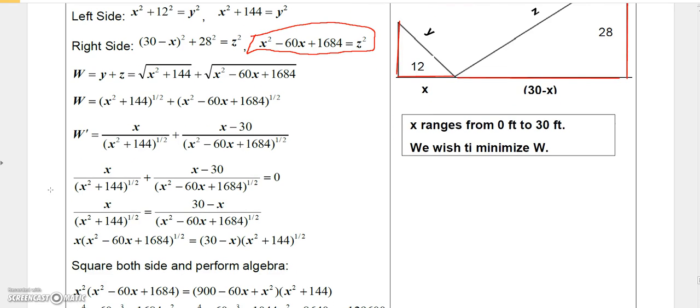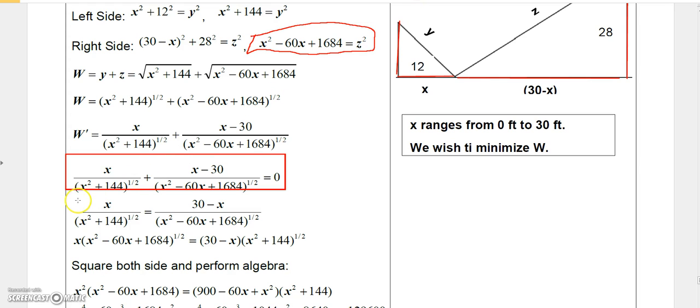Now, I'll let you take the derivative of this, but just apply the power rule to this and the power rule to this. And once you simplify it, you'll get x over (x squared plus 144) to the 1/2 power plus (x minus 30) over (x squared minus 60x plus 1684) to the 1/2 power. Now, we want to set that equal to 0 because that's the derivative. So we set the derivative equal to 0, and I can do that.